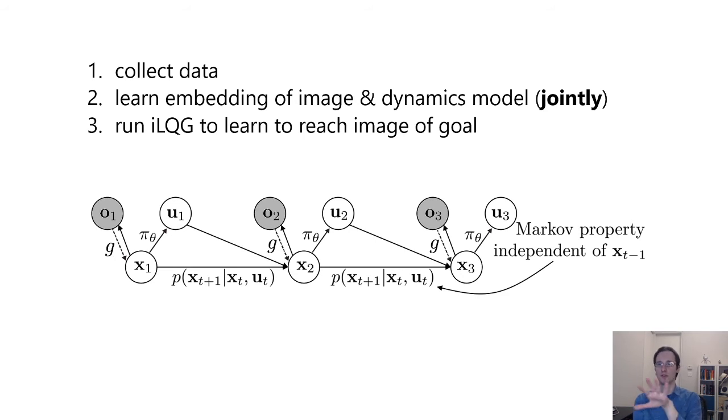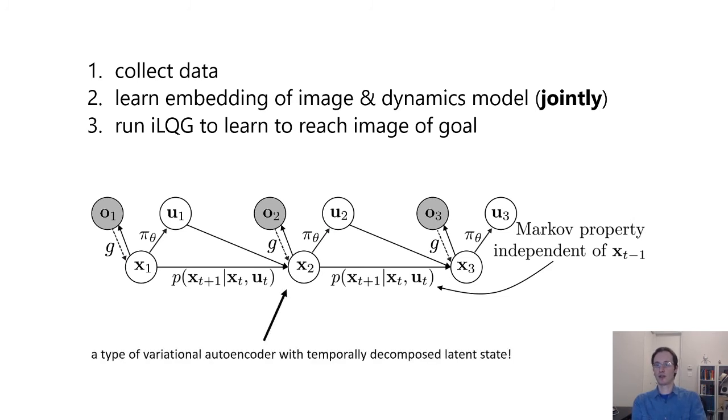There are additionally these variables u, which we're not going to model, we're not going to generate u's, but we will condition on them. So those are our actions. But it's just a type of variational autoencoder with temporally decomposed latent state. So the equations for it are a little more complex, but they can be derived just the same as before from the variational lower bound. I won't go through this in detail, but this would be a good exercise to try to derive the variational lower bound for the sequence level model.